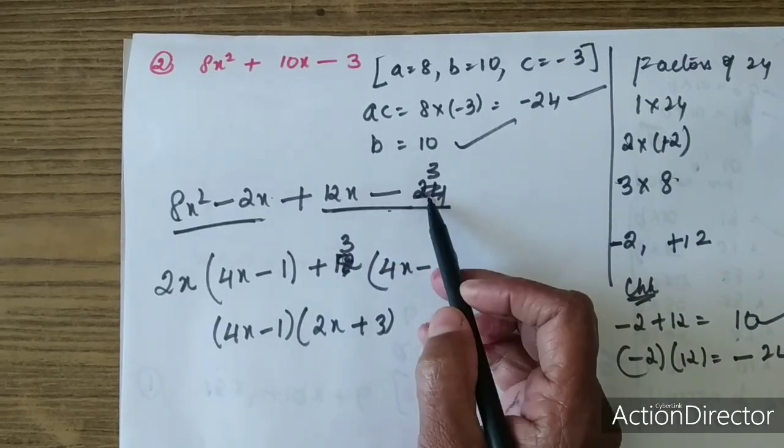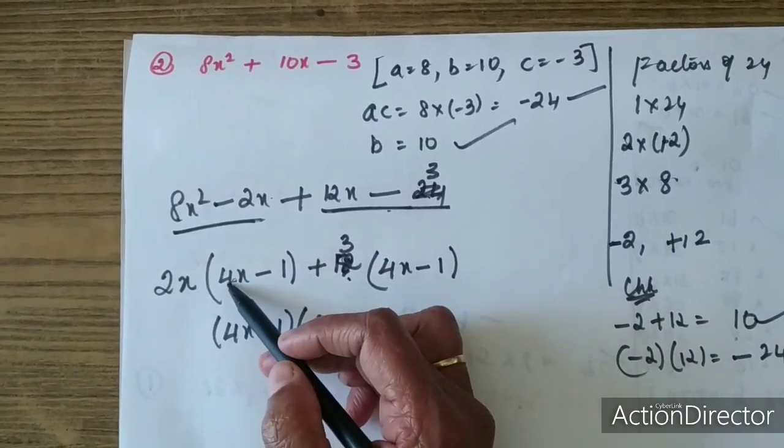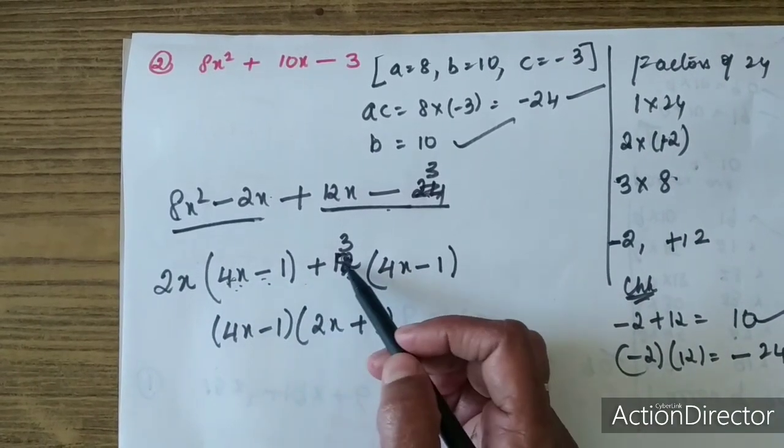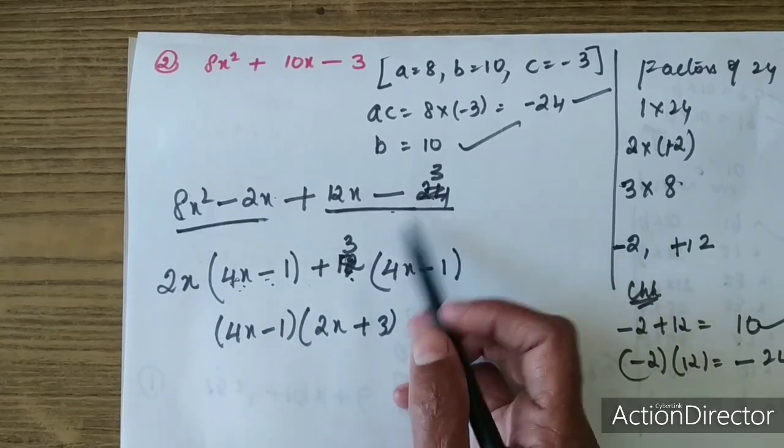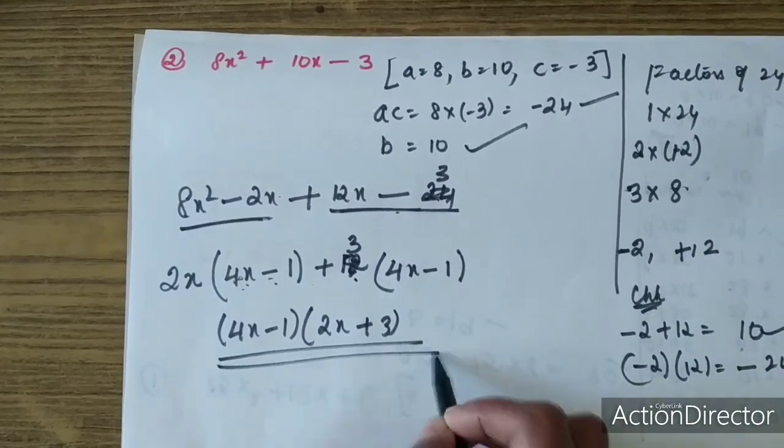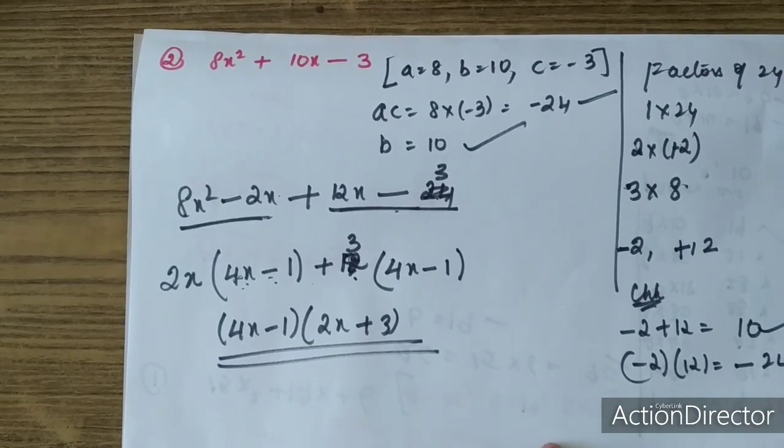While doing this first, I had written it wrongly, so I was not able to get the same common expression. So you have to check every time whether you have written it correctly. So my answer is 4x minus 1 into 2x plus 3.